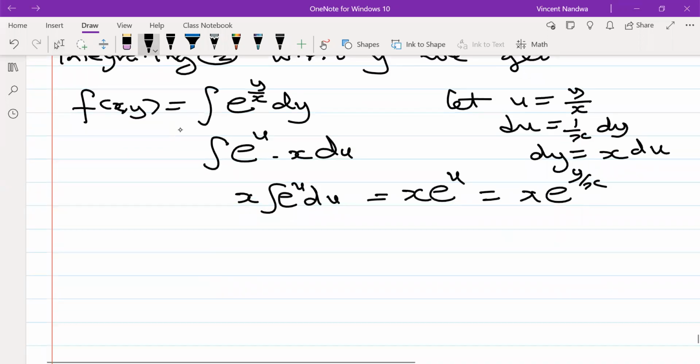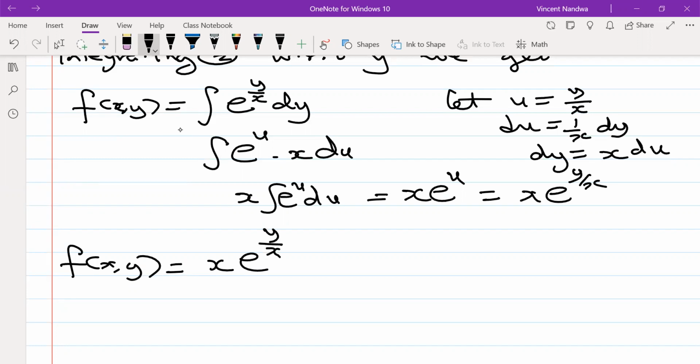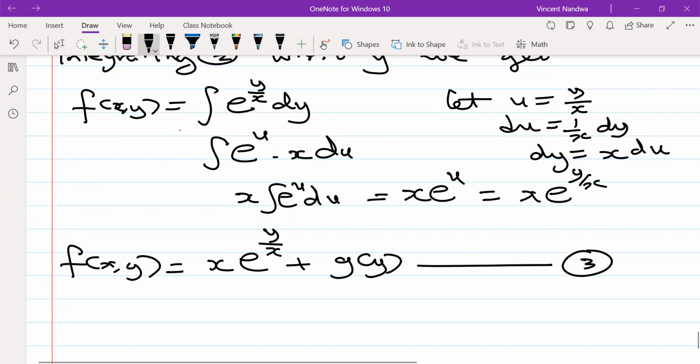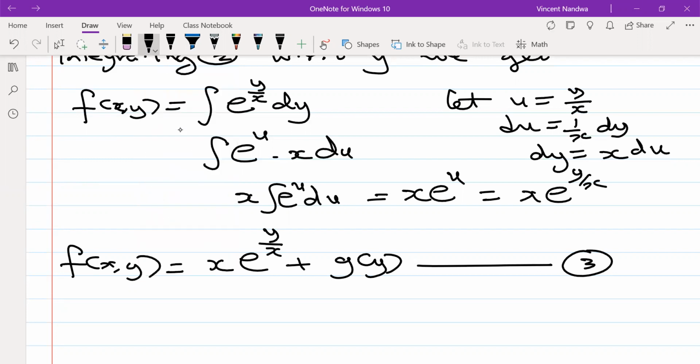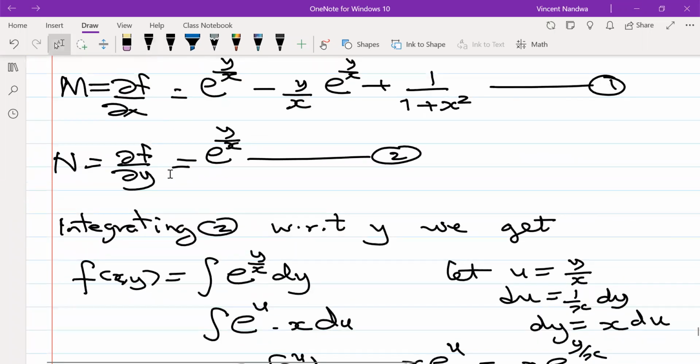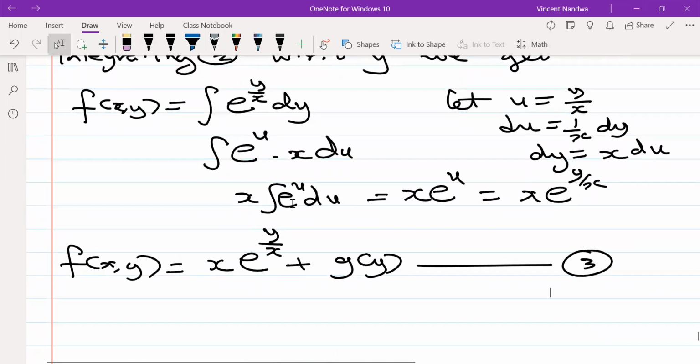So therefore, f of x, y will be x e power y over x plus a constant of integration, which is written as g of x. So this is called equation 3. Now, because we were integrating with respect to y, the constant of integration now becomes a function of x, not y.